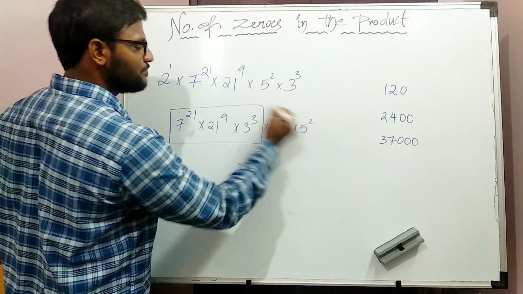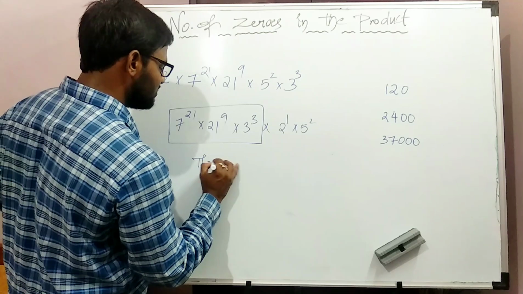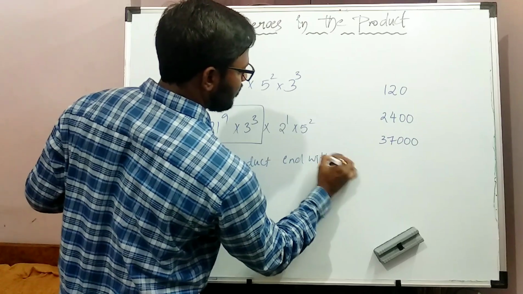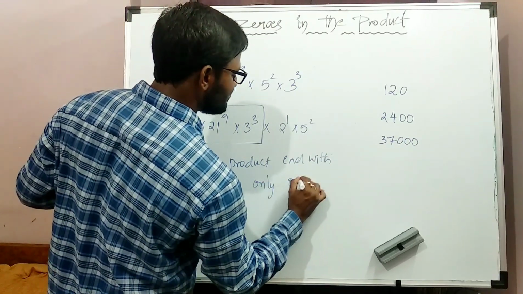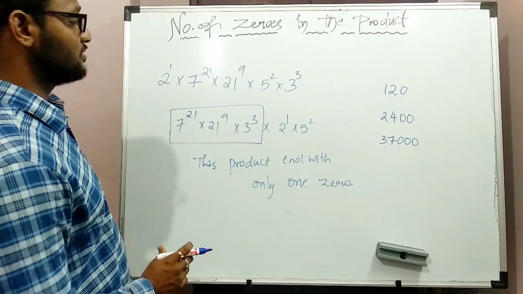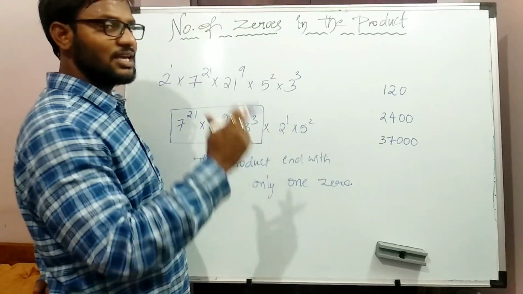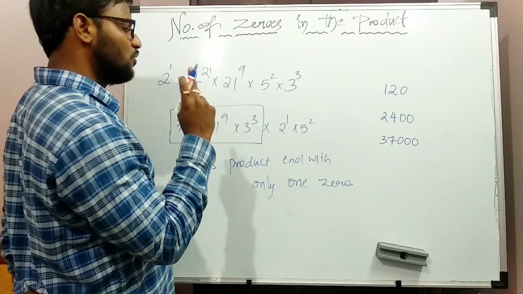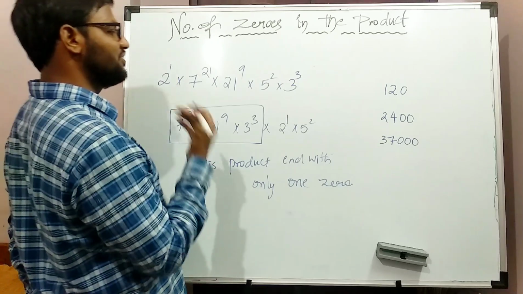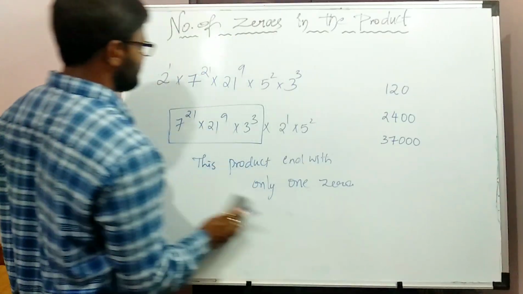Because here what is the least power? 1. So this product ends with only 1 zero. So we have to count the number of 2s and the number of 5s. One pair of 2 and 5 gives 1 zero in the end. 2 pairs of 2 and 5 give 2 zeros in the end. Or if there are three 2s and three 5s, then that product will end with 3 zeros. We will see one more example.